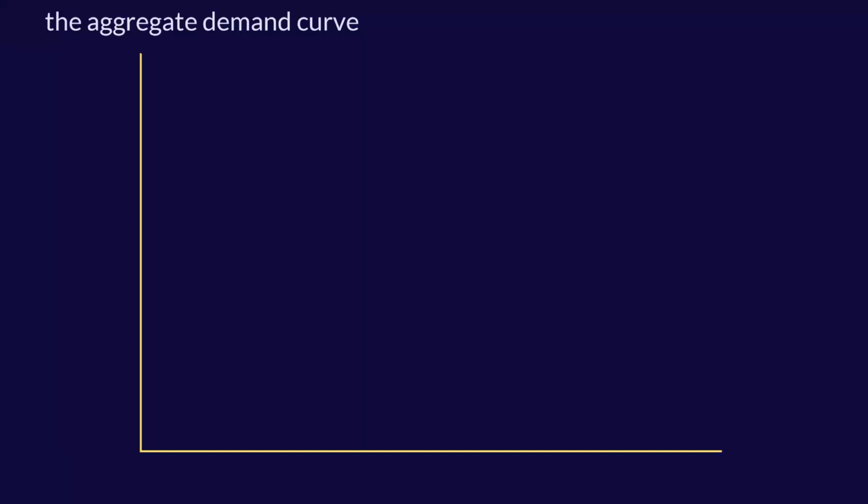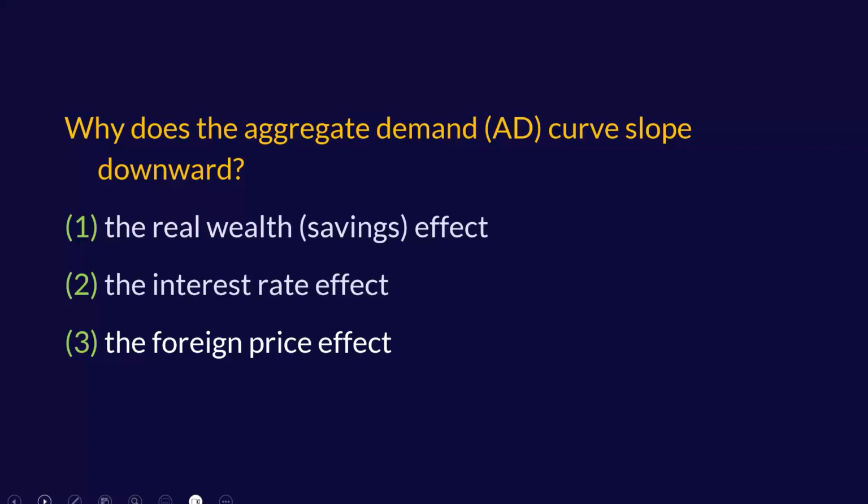Okay, in this video, I'm going to talk a little bit about aggregate demand. In particular, I'm going to talk about why the aggregate demand curve slopes downward, and there are three reasons why it does. These three here. I'm going to talk about the second one, the interest rate effect.